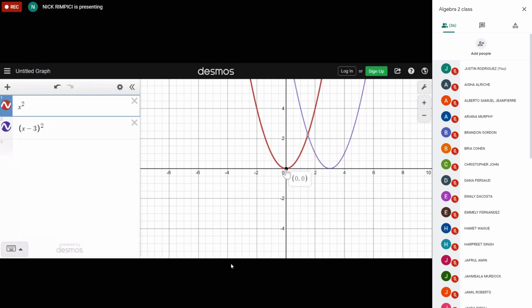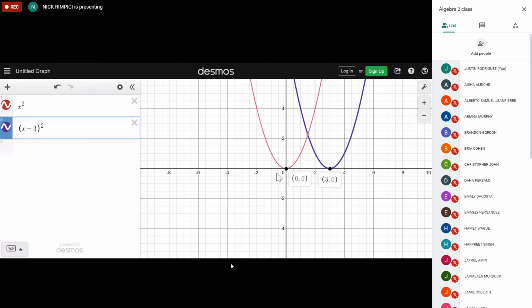It has moved right 3 units. It went from 0, 0 to 3, 0. That's a translation to the right of 3 units. And the other claim was also correct. Since k was 0, the graph did not move up or down at all. It just moved right only. So it moved right 3 units. That's the only translation we have.